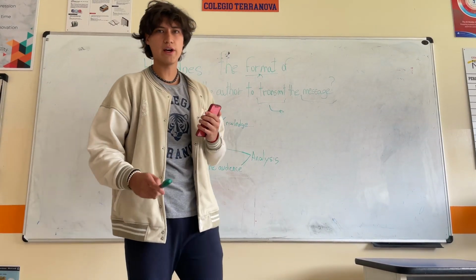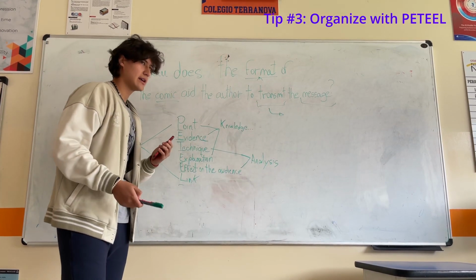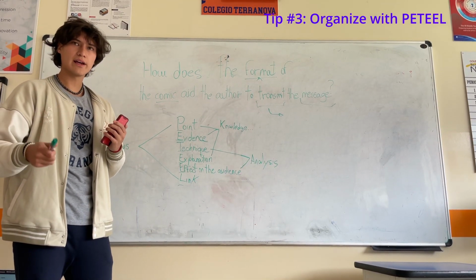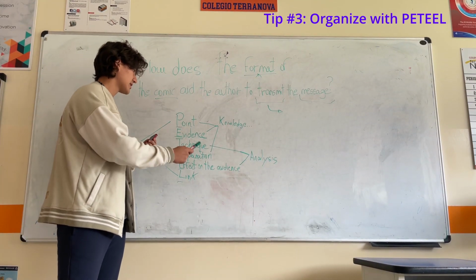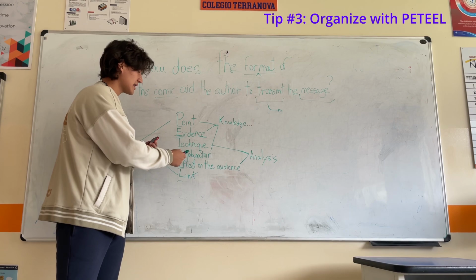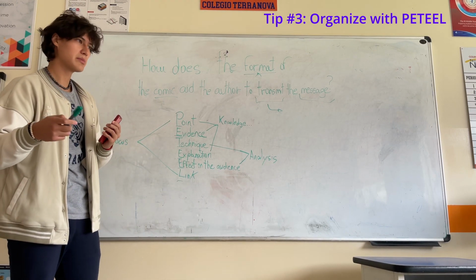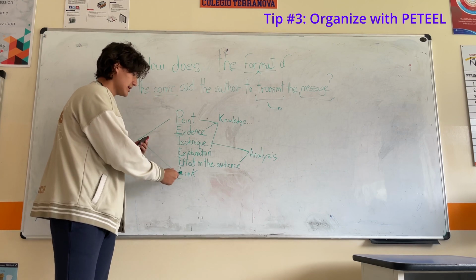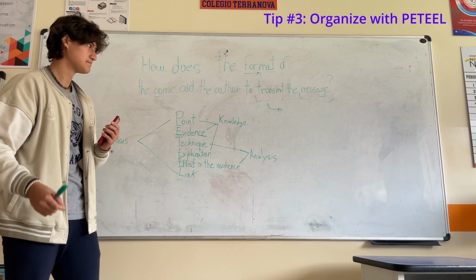Okay, so I'm going to explain tip number 3, which is on how to make an outline. For the outline, each argumentative paragraph should have these elements: the point, the evidence, the technique, explanation, effect on the audience, and the link. This can be easily remembered or summarized through the PTL right here, as you can see, to easily remember in the exam.